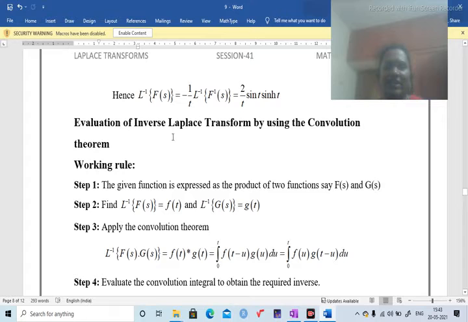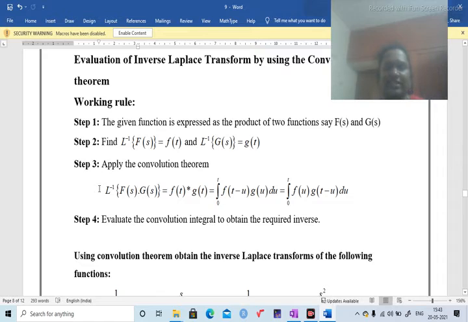Now I am going to find the inverse Laplace transform by using the convolution theorem. These are the steps. The given function is expressed as the product of two functions, say f of s and g of s. Find L inverse of f of s equal to f of t and L inverse of g of s equal to g of t. Apply the convolution theorem, that is L inverse of f of s into g of s equals f of t star g of t equals integration 0 to t f of t minus u g of u du equals integration 0 to t f of u into g of t minus u du. Evaluate the convolution integral to obtain the required inverse.